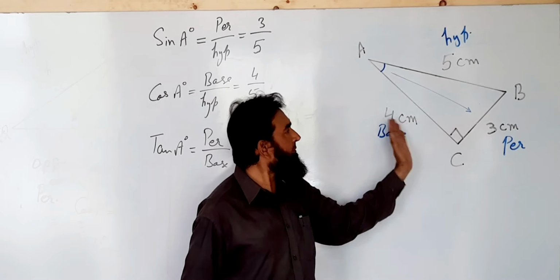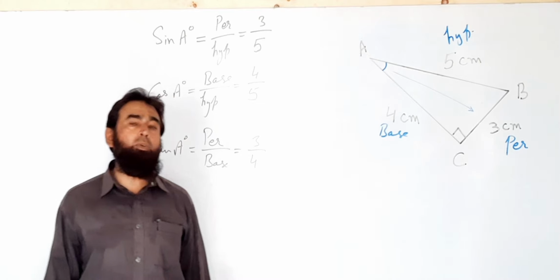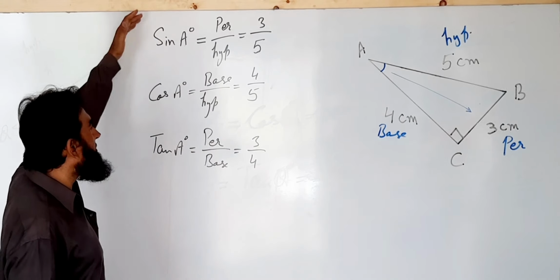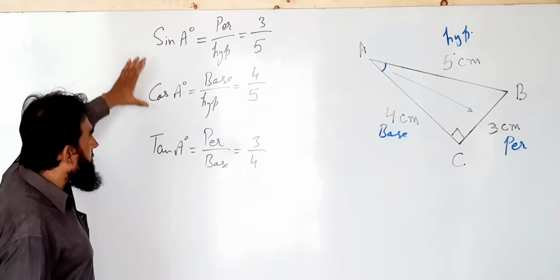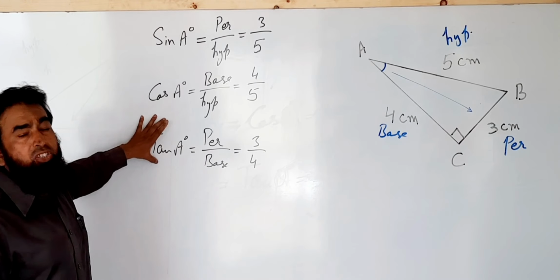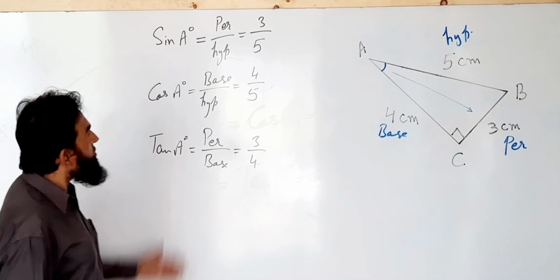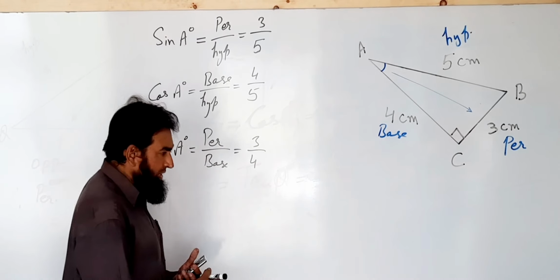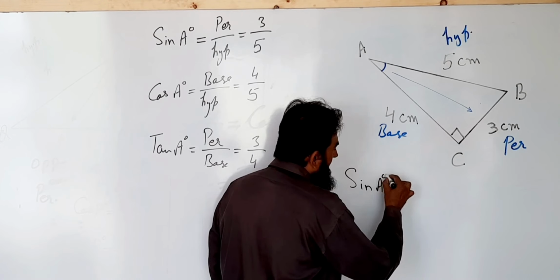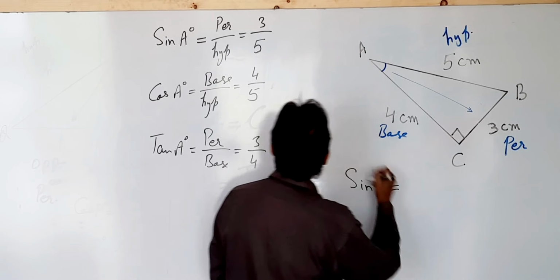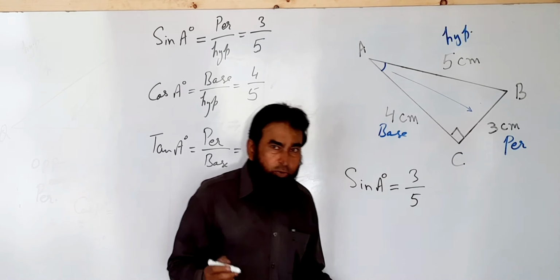One is 3, 4 and 5. These three sides are given. When all three sides are given, you can use either of these trigonometric ratios. Whether you use sine A or cos A or tan A, the same answer will come. So if I use sine A, sine of angle A is equal to 3 over 5.